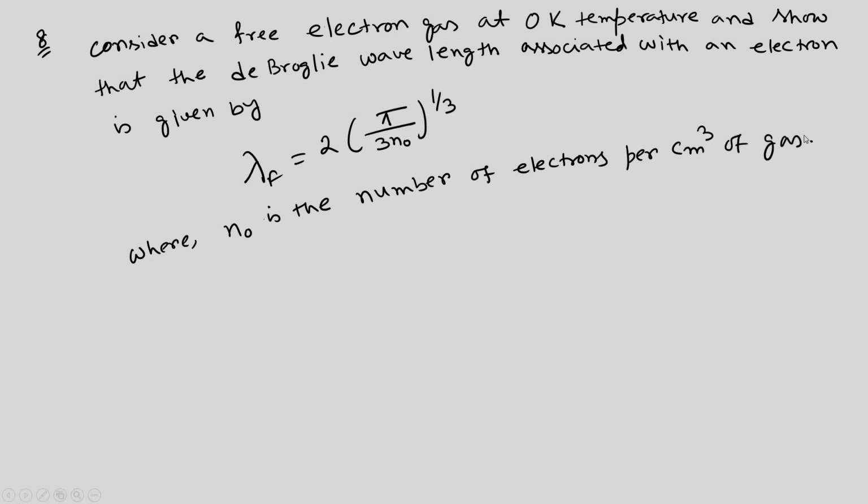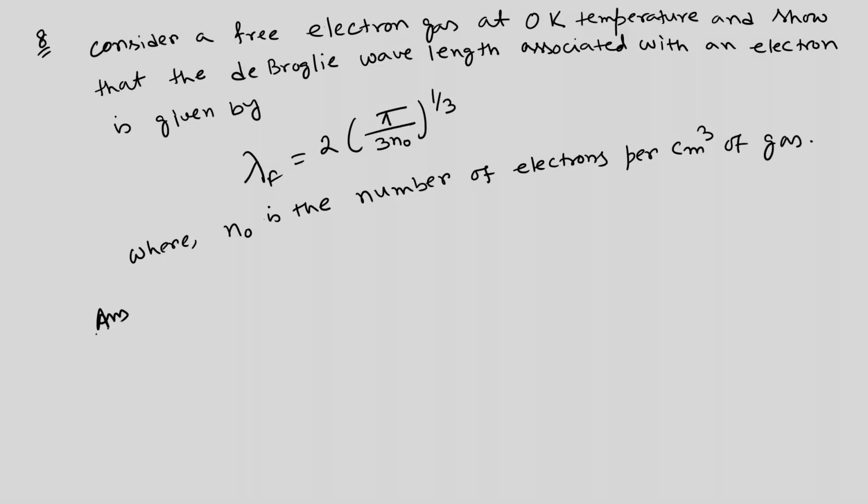So, problem number 8 says consider a free electron gas at 0 Kelvin temperature and show that the de Broglie wavelength associated with an electron is given by lambda f equals to 2 times pi by 3 n naught to the 1 by 3, where n naught is the number of electrons per centimeter to the 3 of gas.